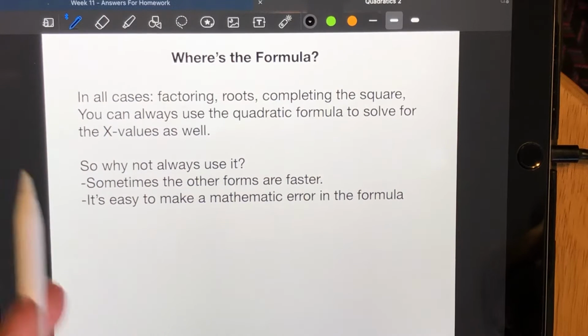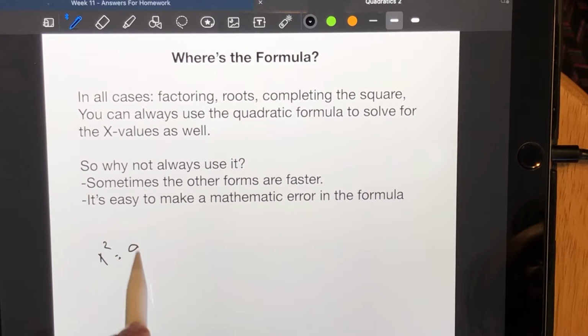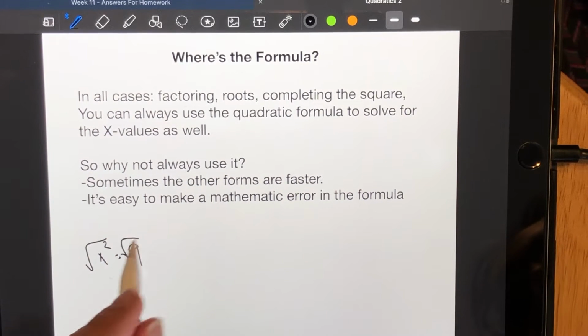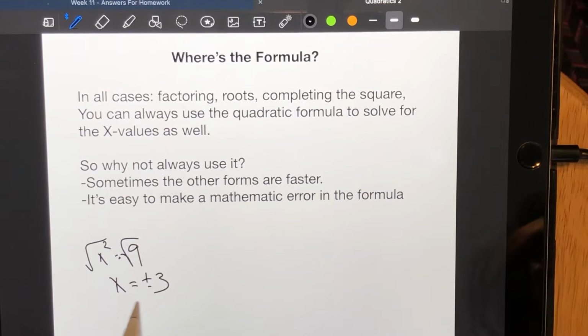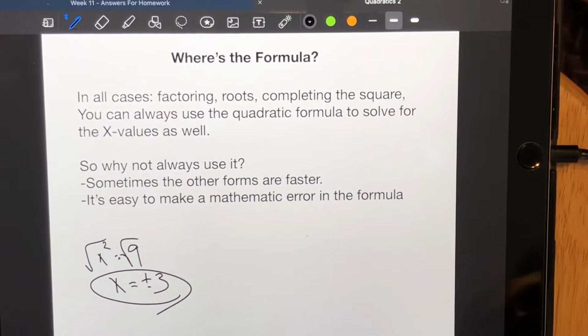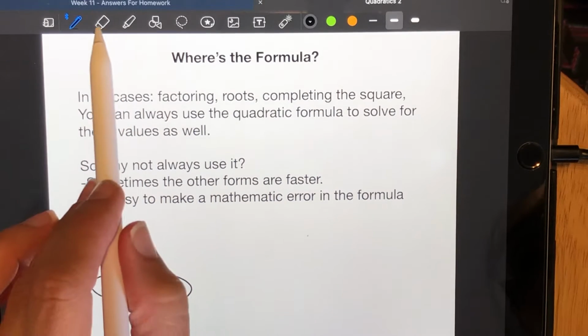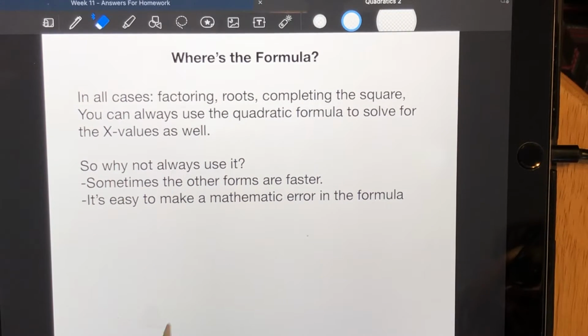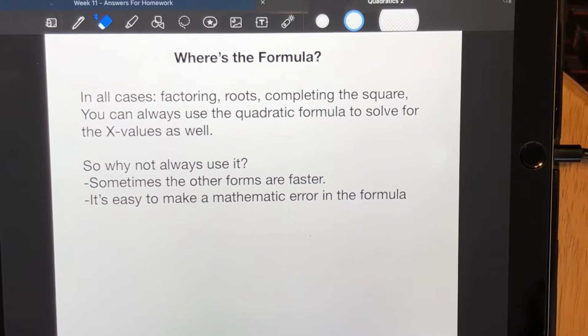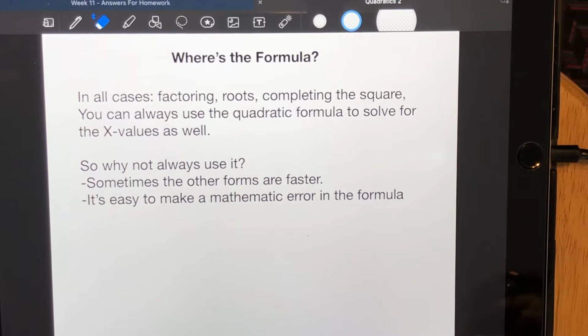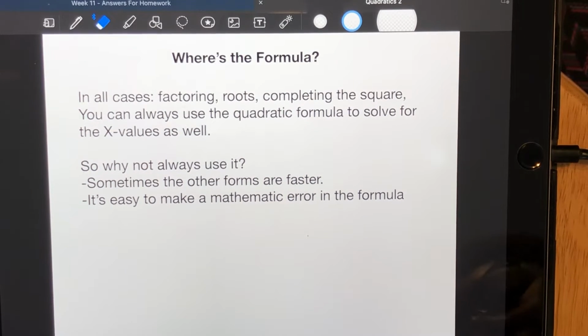Sometimes finding the square root, x squared equals 9, I can take the square root of both sides, x equals plus or minus 3. That was a lot faster than using the quadratic formula. So sometimes using our other ways is just a lot faster. And because the quadratic formula has several negatives and some squares and different things, a lot of times it's a lot easier to make a mathematical error with the formula.